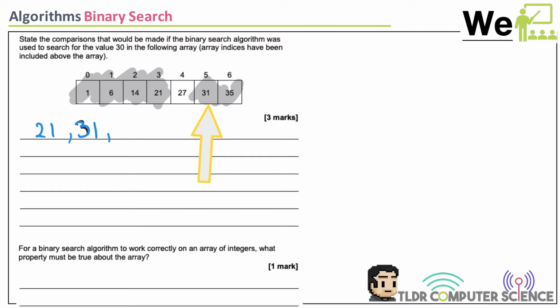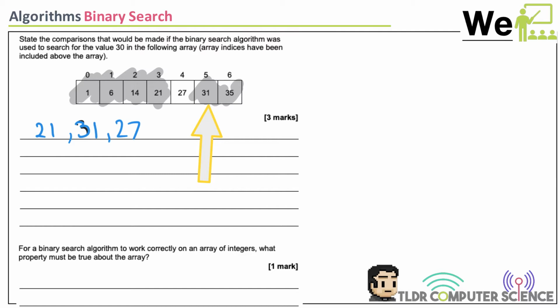Oh well. So the last item would be 27. And then the item wasn't found, because we're saying, is it lower than 27? No. Is it higher than 27? No. Is it this? No. So it's item not found.